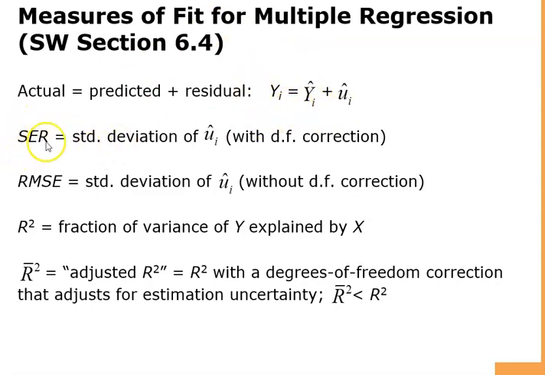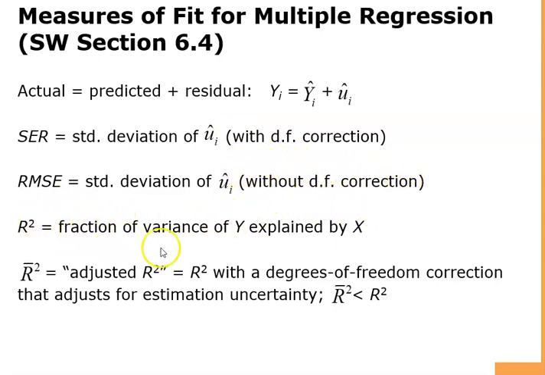So what is standard error of regression? That's the standard deviation of your residuals. So that remains the same as before. What is root mean squared error? So that's the standard deviation of your residuals without the degree of freedom correction. So remember that standard error of regression will be with the degrees of freedom correction, meaning we'll be doing n-1 or n-2 or n-k depending on how many degrees of freedom we lose, while root mean squared error is without the degrees of freedom correction.